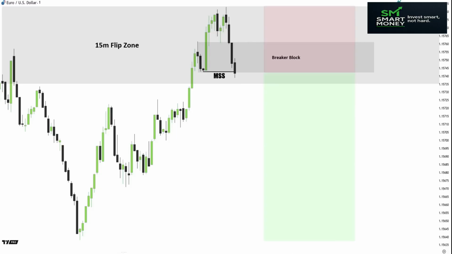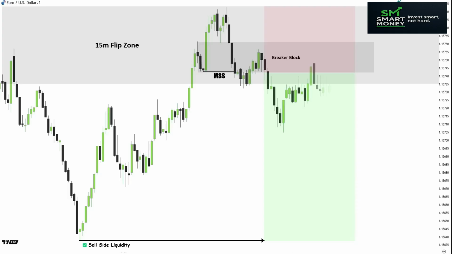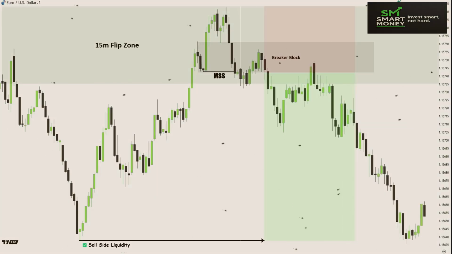Next, I'm placing my entry at the lowest point of the breaker block, with my stop loss just a couple of pips above the higher high. For take profit, I'm targeting the sell-side liquidity below this swing low. Now let's see if the trade plays out successfully. As you can see, price pushed higher, triggered the sell limit order, then dropped lower and eventually hit the take profit. Now let's move on to the next real chart example.